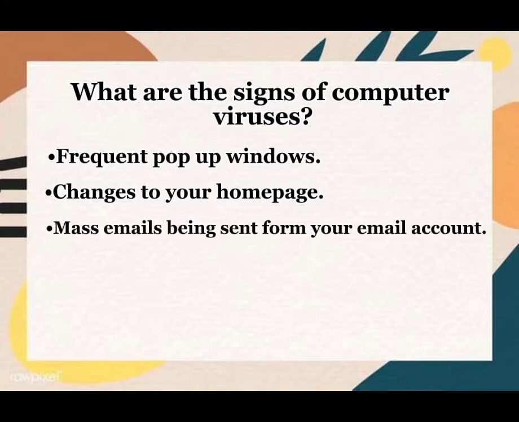Third, mass emails being sent from your email account. A criminal may take control of your account or send emails in your name from other infected computers. Fourth, frequent crashes. A virus can inflict major change in your hard drive.